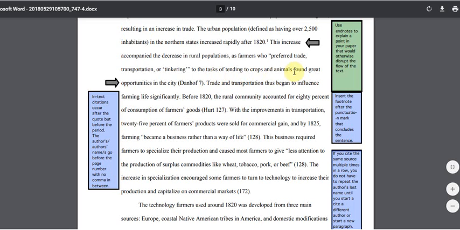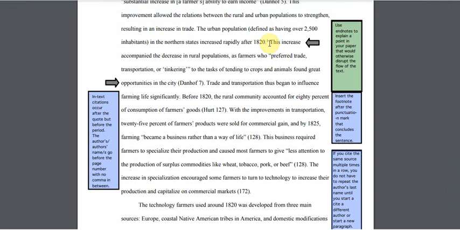So we have an example right here. It's a rather long sentence, and that's okay. If you have a long quote, you don't have to worry about the sentence being a run-on or a very complex sentence. From a grammatical standpoint, as long as you're doing it correctly, right? You're citing it correctly. So this increase accompanied the decrease in rural populations as farmers who, quote, preferred trade, transportation, or tinkering, unquote, to the tasks of tending to crops and animals found great opportunities in the city.